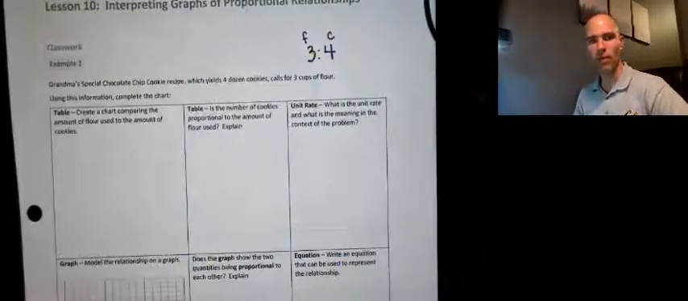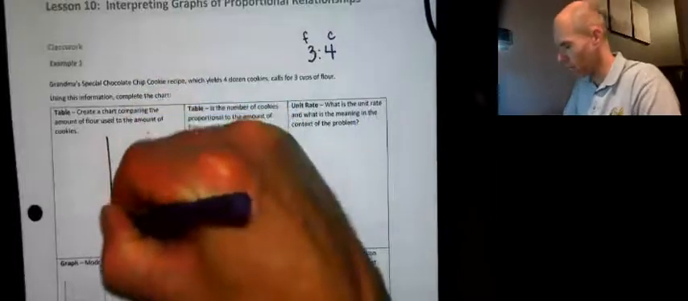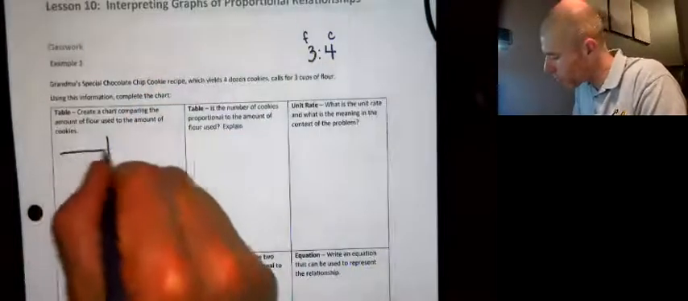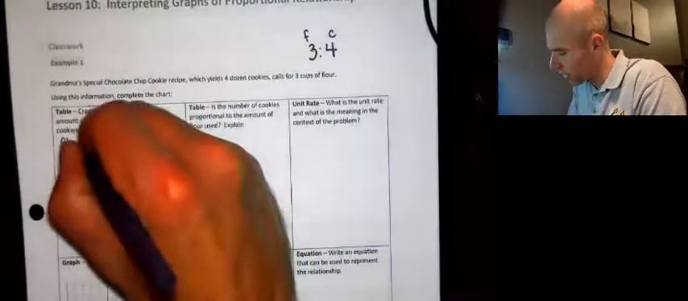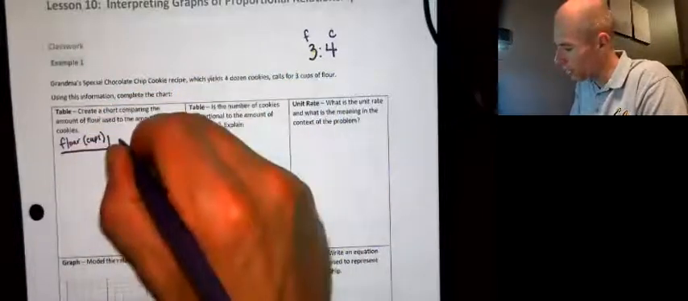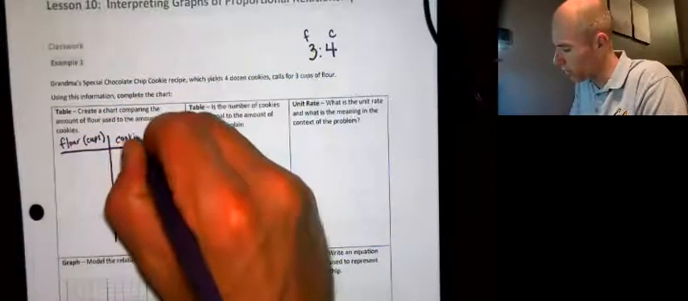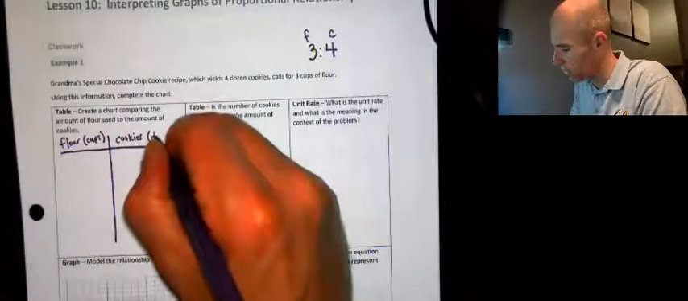So let's create a chart comparing the amount of flour used to the amount of cookies. Okay, when they say a chart, I would assume they mean a table. I usually call it a table, so let's just make that. So let's put flour over here, and let's indicate that it's cups. And let's put cookies over here. Let's indicate that it is dozens, D-O-Z.